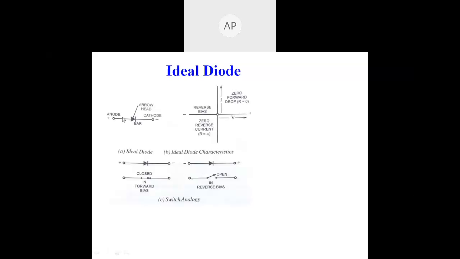So now, what will be an ideal diode? The diode is symbolically represented like this. Here it is a bar, this is a triangle, or it may be simply an arrow. The arrow indicates that the current will flow in this direction. This side we have the P material, and this side the N material. The P side, or P type material, is represented as the anode, and the N type material is represented as the cathode.